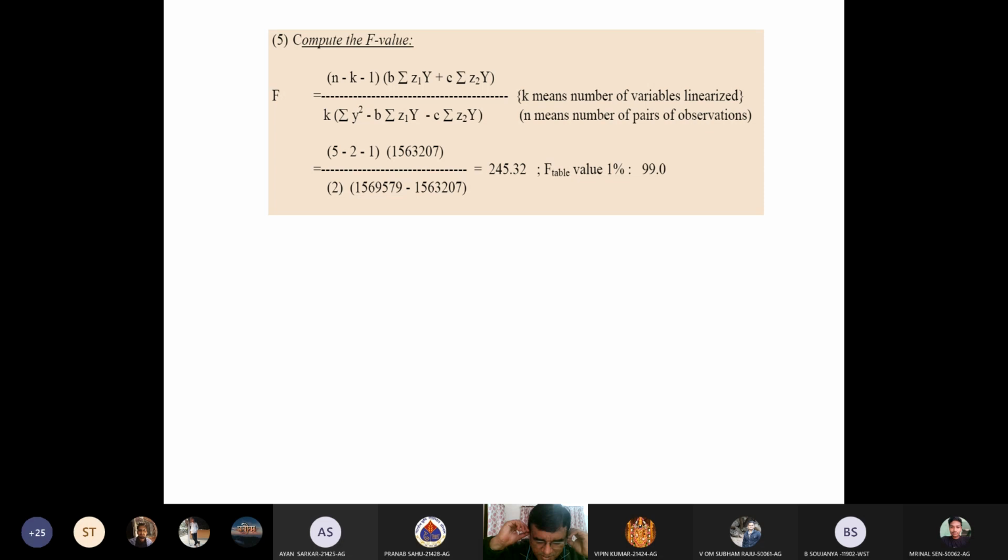Anyone can tell me? What does it indicate? What is the meaning of this? Significant. It is significant. Good.